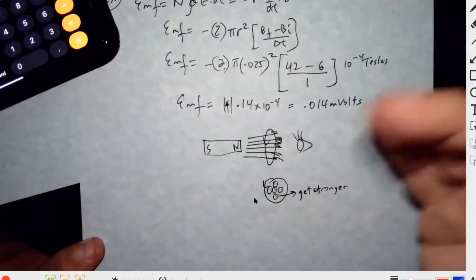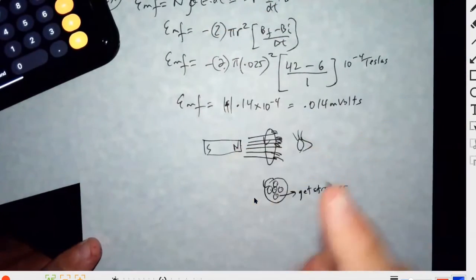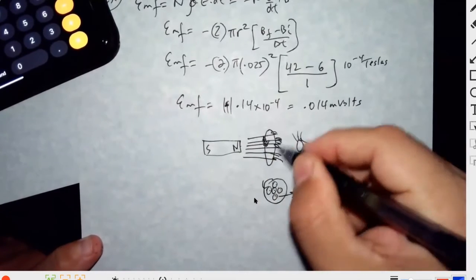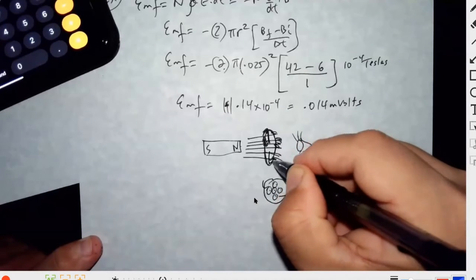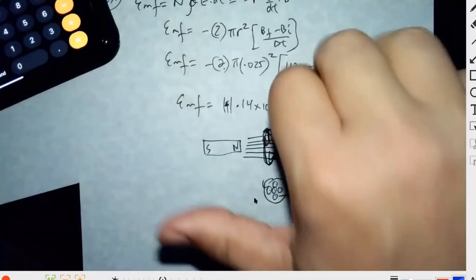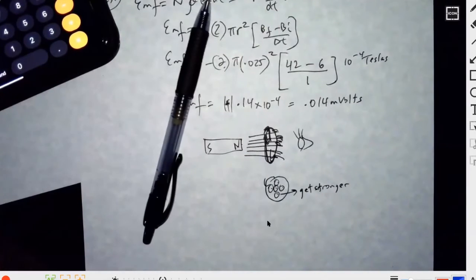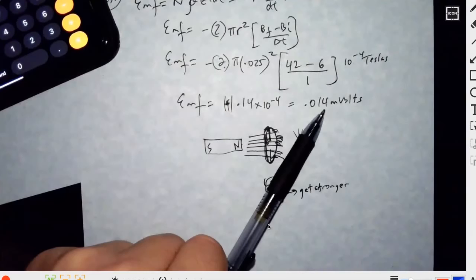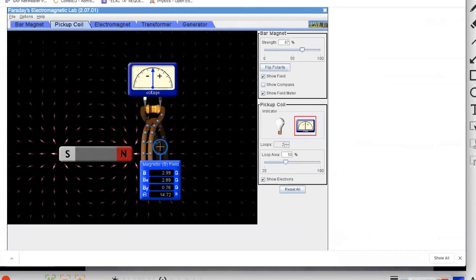So let's see here. Yeah, so basically the current should be this way. I wrote it wrong earlier. Like this. Because it should produce a B field to try to fight against the incoming magnet. Okay, so let's take a look now. The value we are expecting is 0.014 millivolts. See here, it doesn't tell us the scale of the voltage. I can't tell.